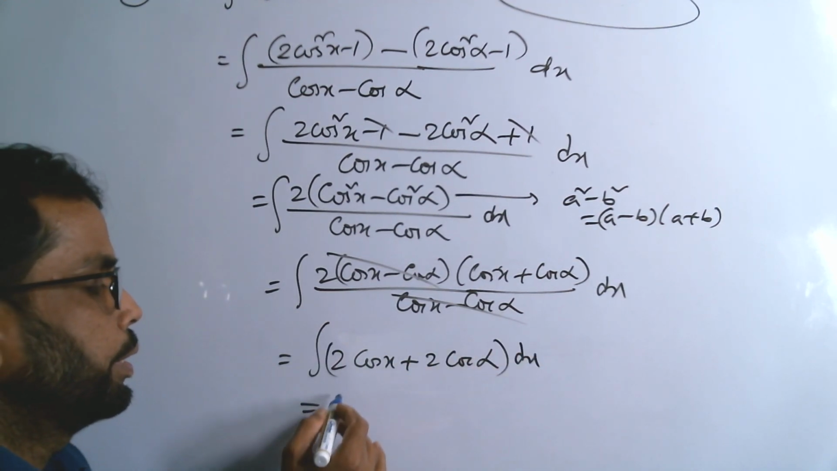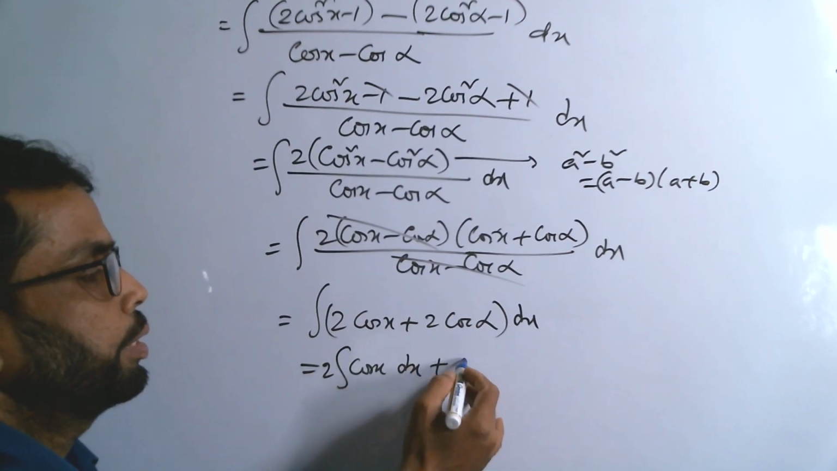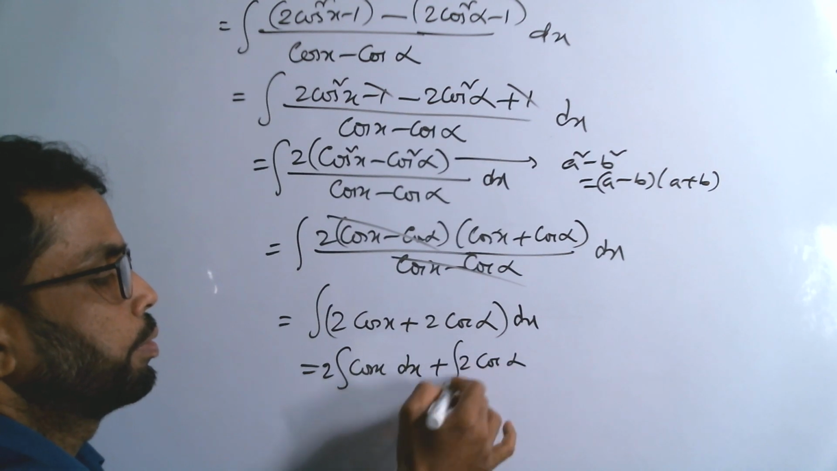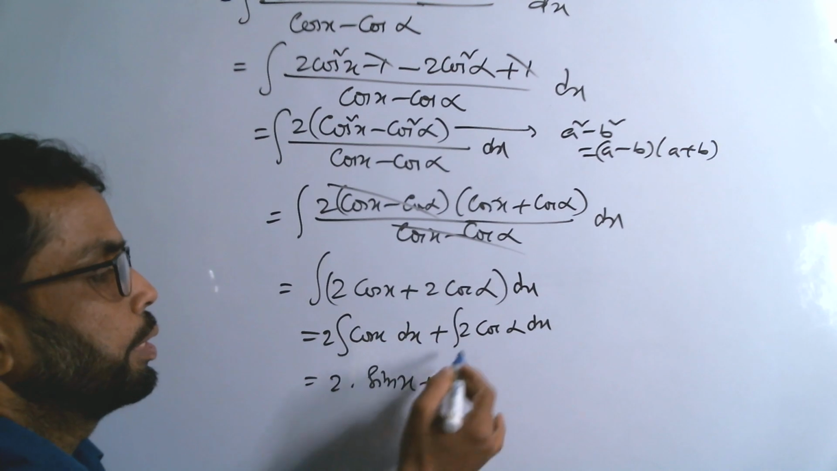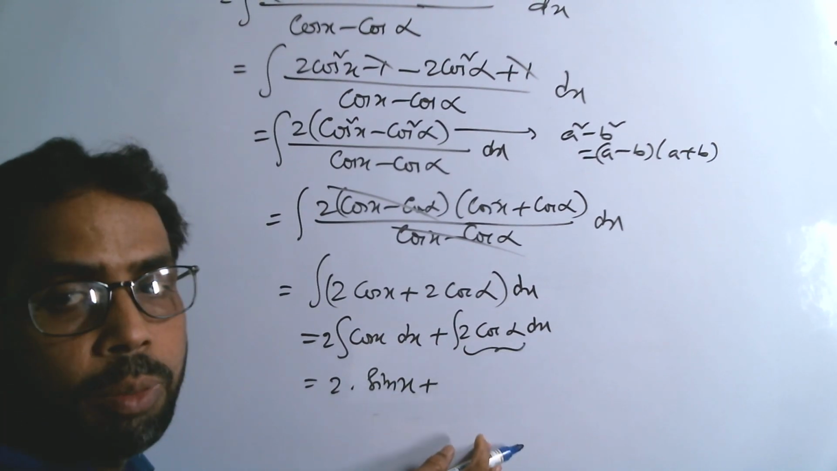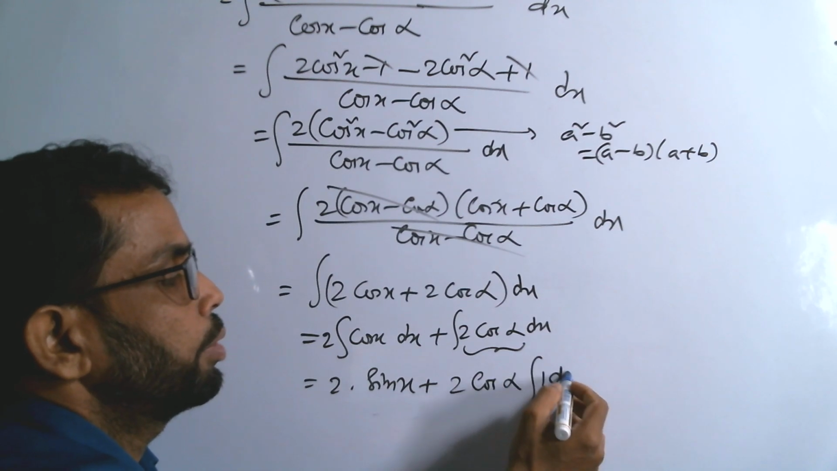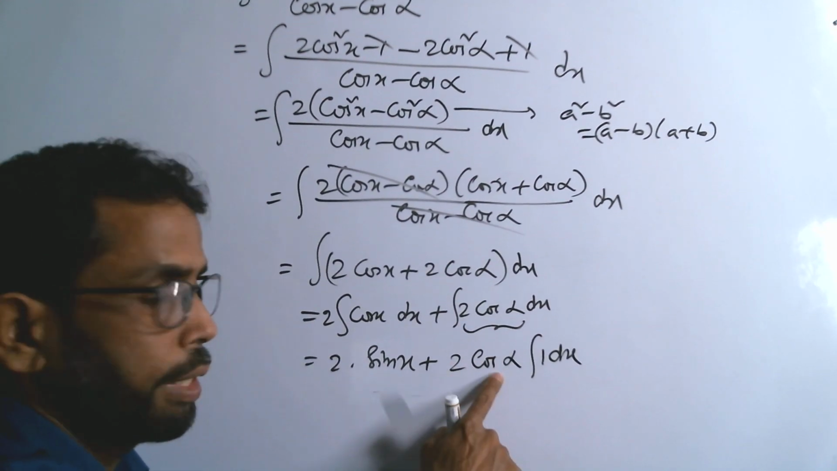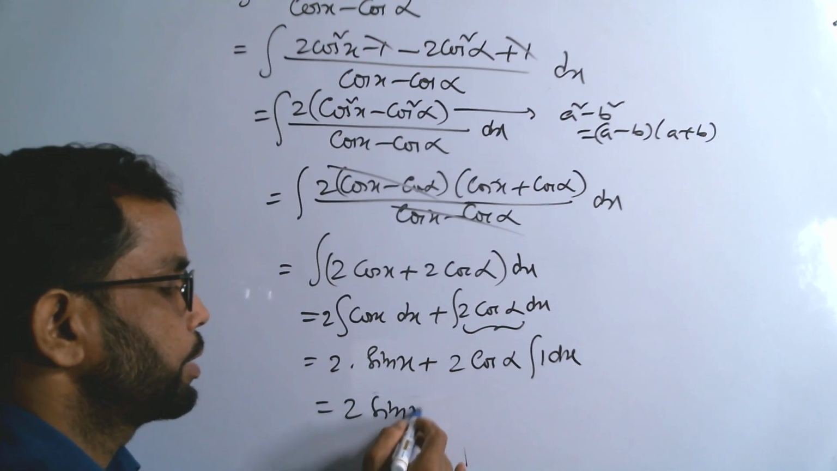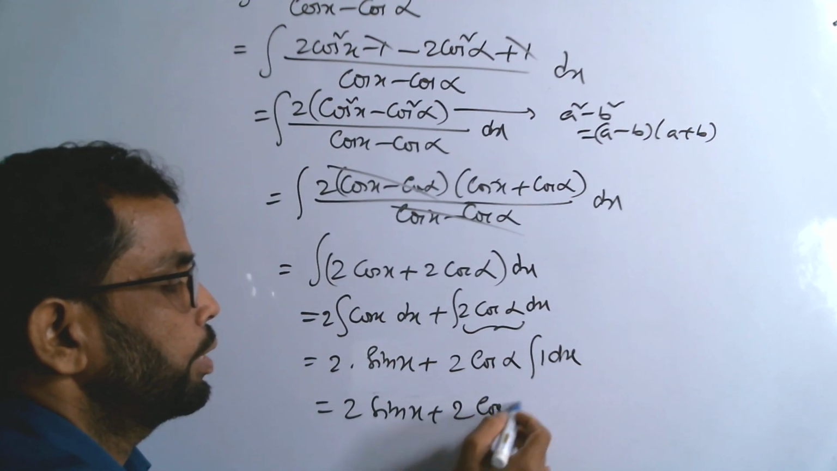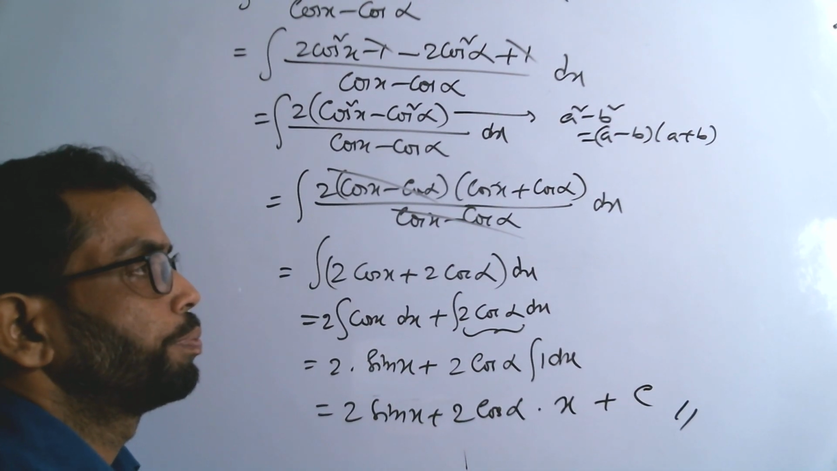Now integration separately. Integration of the first, 2 is kept out, cos x dx. Here 2 cos alpha dx. Integration of cos is sine. In this case 2 and cos alpha both are constant. 2 is constant, cos alpha also constant, will remain only 1 dx. Cos alpha, there is no x, it is constant, taken out of the integration. 2 sin x, plus 2 cos alpha into integration of dx, which is x, plus constant c.